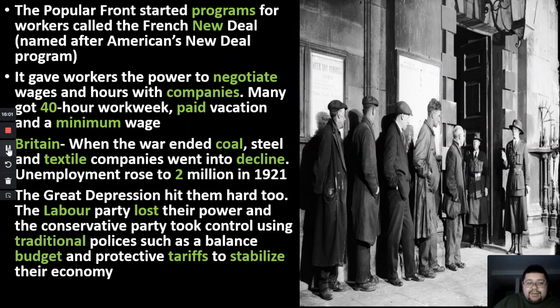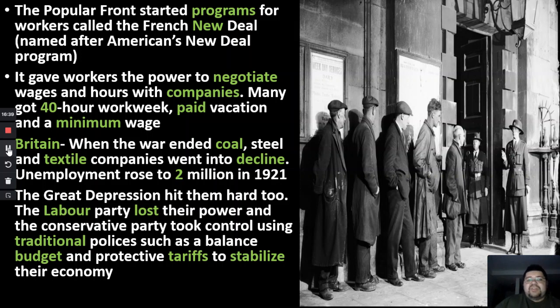Now, Britain, when the war ended, coal, steel, and textile companies went into decline. They weren't making that much money. So those types of industries started sinking, and unemployment rose to about 2 million in 1921. Now, when we get to the Great Depression, that number is going to jump up even higher. The Great Depression hit them hard too. The Labor Party lost their power, and the conservative group took over.